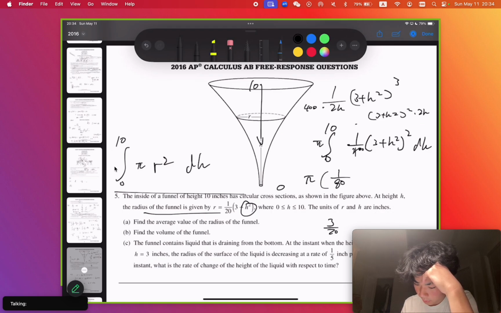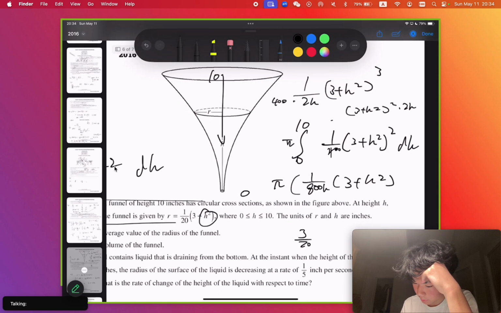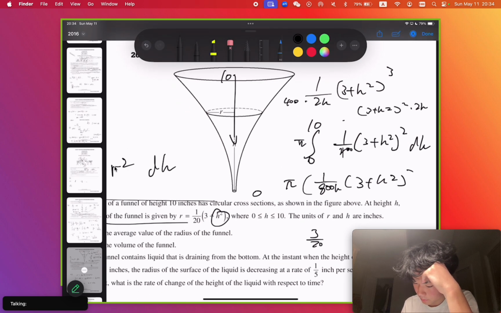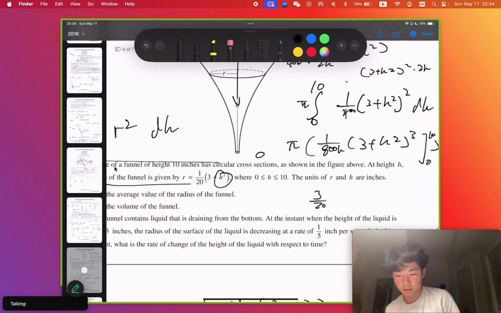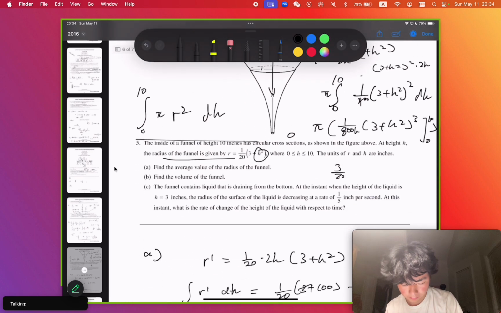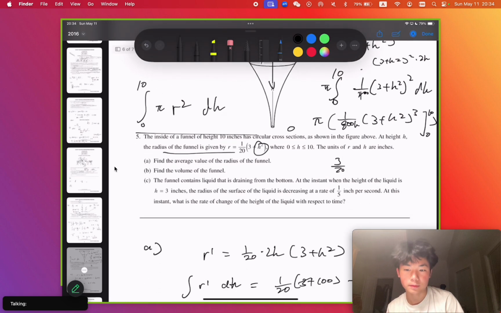You plug the 10 in. You get 800h, 800h, 3 plus 2, and then this one cubed from 10 to 0. That's it. I hope I got it right. And that'll be the volume, and then you want to simplify it.